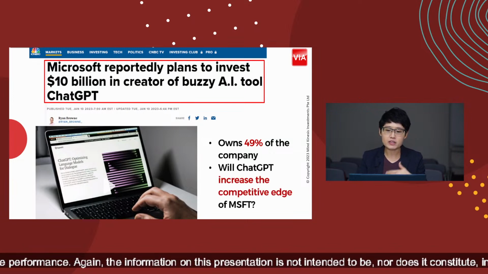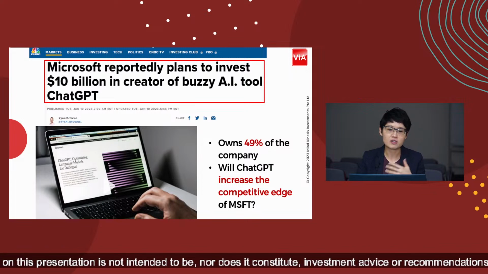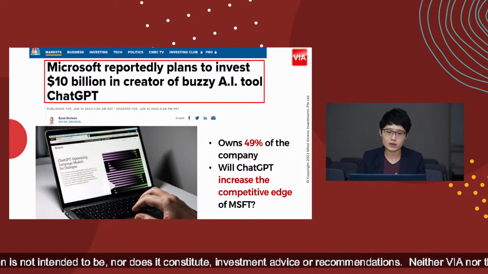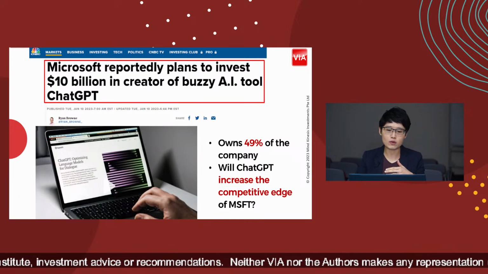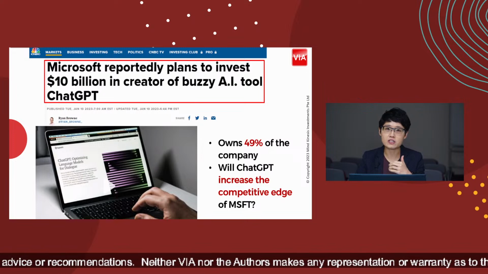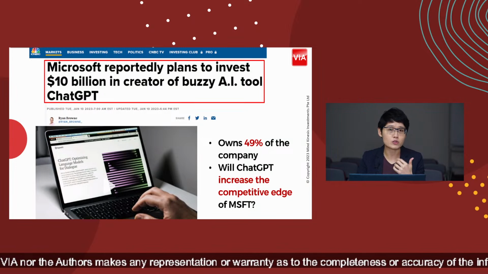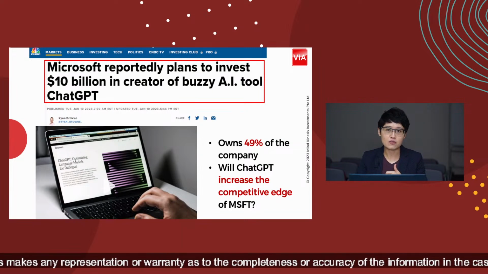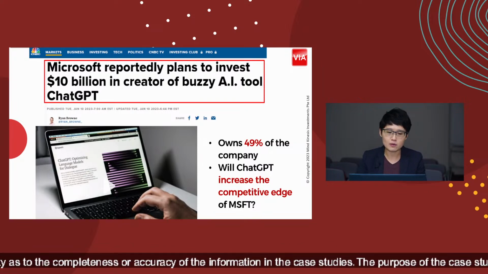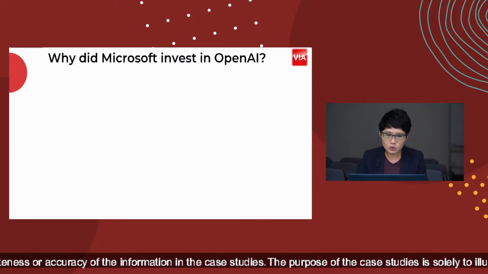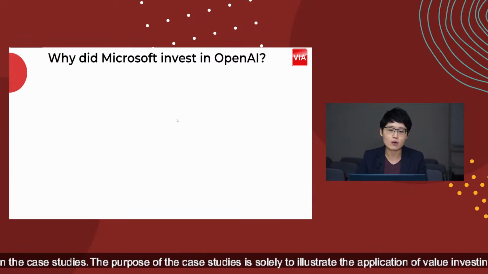And will ChatGPT increase the competitive edge of Microsoft when they invest in this company? This is the reason why we will find out whether this will be a big thing for Microsoft. Earlier on, I saw one of the participants ask if ChatGPT is a public company. Actually, it is not yet a public company because it's under OpenAI, which is a private company. But if you're interested in ChatGPT, maybe you should look into Microsoft? We'll find out later.